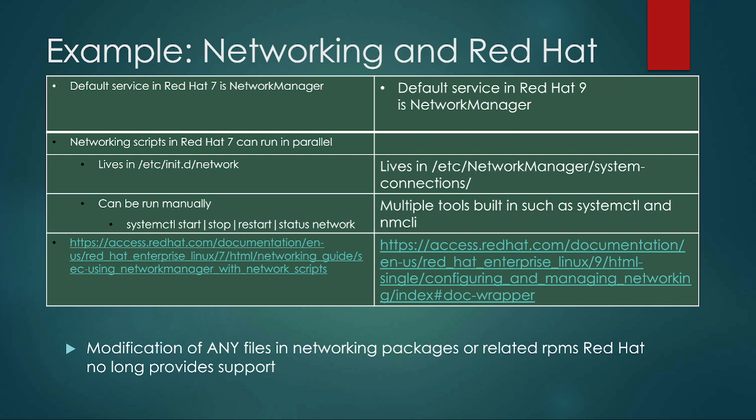Now, one of the other things that has changed a little bit is in Red Hat 7, there were some systemctl start, stop, status things that you can use. Red Hat 9 actually has some other tools built in, so it's got systemctl and nmcli. So there's actually some more tools that they've built in. And you can see I've also linked to the documentation for both so that you can see some of the differences for managing networking just between two versions that frankly aren't really that far apart. I mean, one is 7, one is 9.